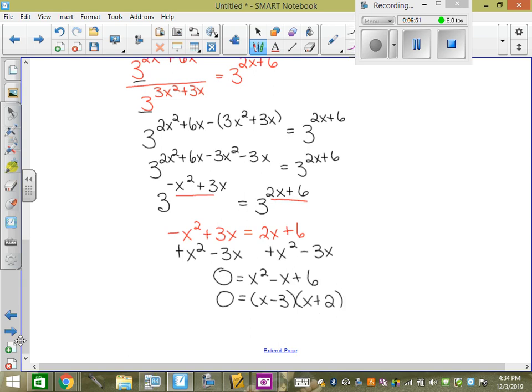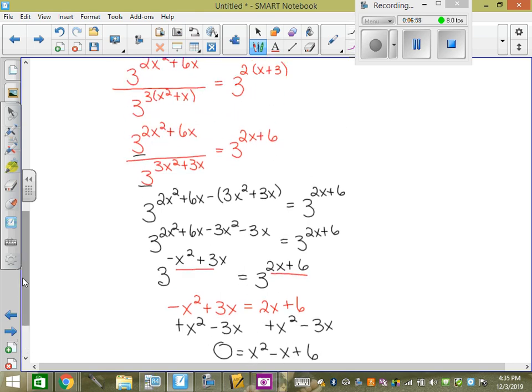Okay, x equals 3 and negative 2. And because this isn't a log, both of them will actually work. So there's that.